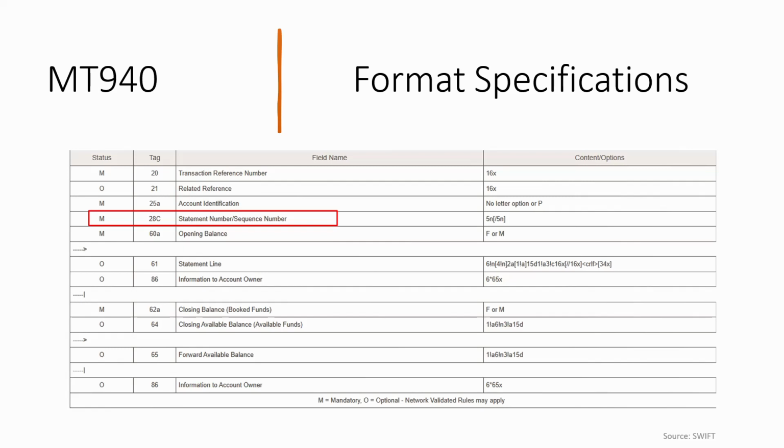If a statement is split into multiple parts, then in that case, the statement number will remain the same, whereas the sequence number will be 1, 2, 3, and so on. And on the same date, if multiple statements are sent by the bank to the account holder, then the statement number also will be in sequence to that.